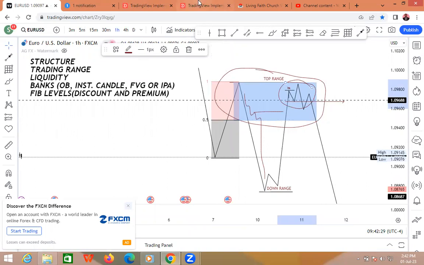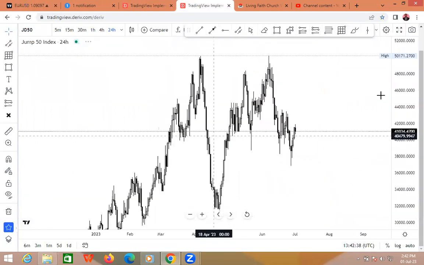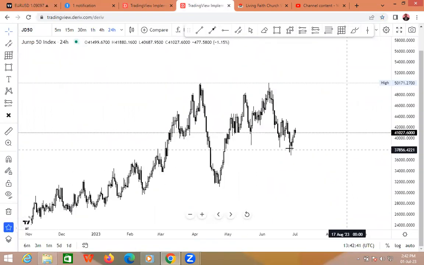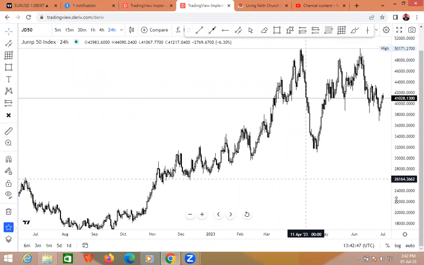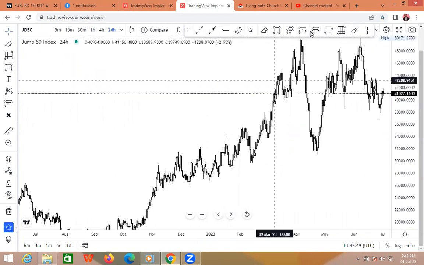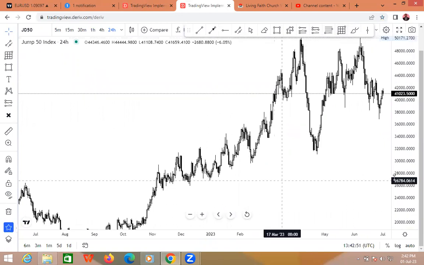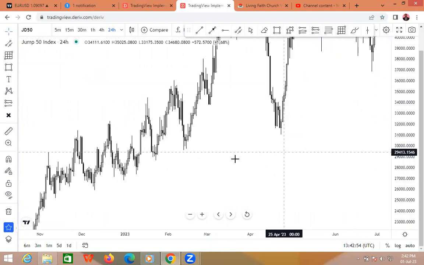So let's go to Jump 50. Structure, trading range, liquidity. This is Jump 50. And we have to push my screen together. So what is it? Price has been bullish. Is that correct? Yes, sir. It's very clear. Look at it. When price was bullish, we know price is bullish. Look at trading range.